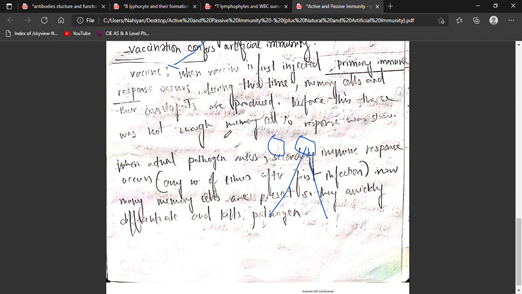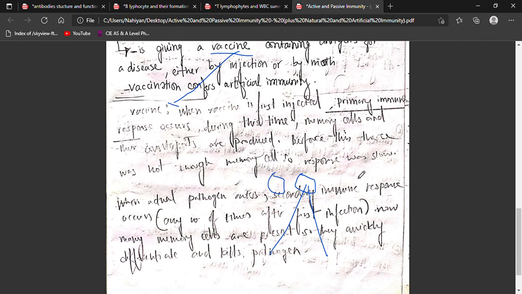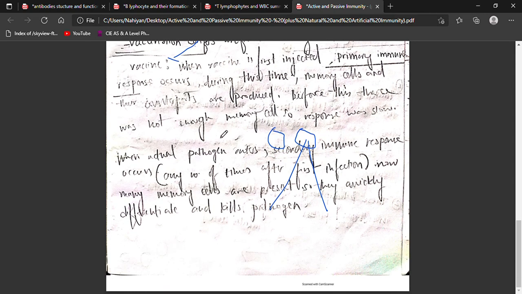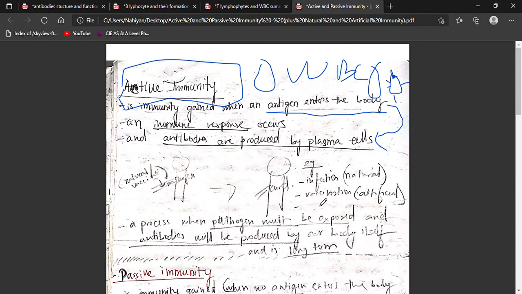Before this, there were not enough memory cells to respond, so the response was low. The second time, you will have enough memory cells, so the response will be fast. So when the actual pathogen enters, the second immune response occurs, and there will now be many memory cells which will quickly multiply and kill the pathogen. So that's all for immunity, active and passive.